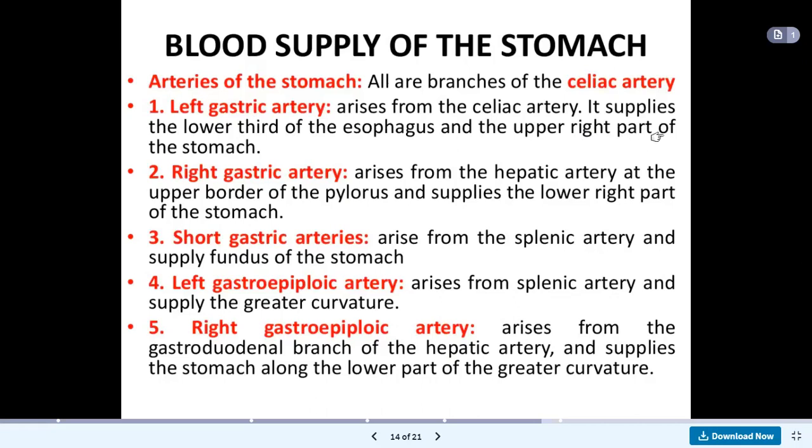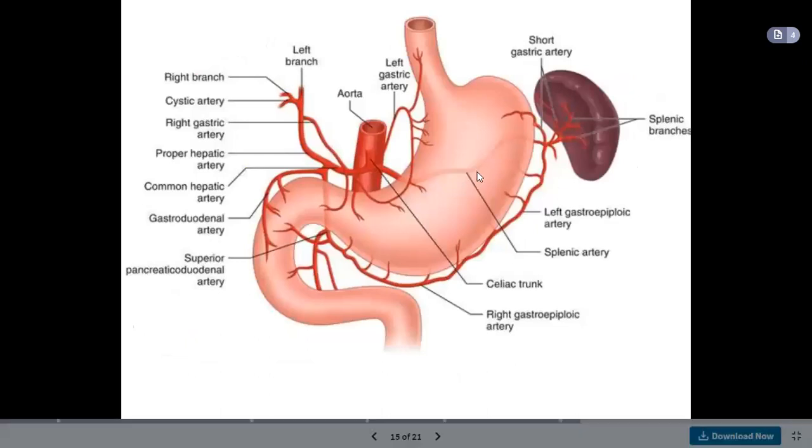Now we need to identify that in the diagram. So look at this diagram here. We have said that this part here is the left part of the stomach, the left border of the stomach, while this is the right border of the stomach. Remember that the right border of the stomach, or the lesser curvature, is on the right side, because the liver is supposed to be somewhere here on the right. So this will be the right side and this will be the left side.